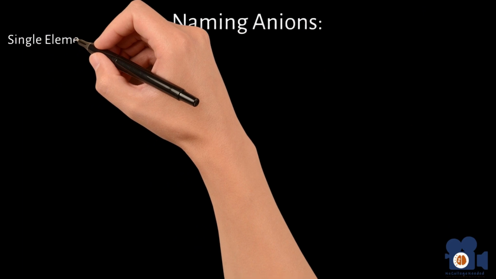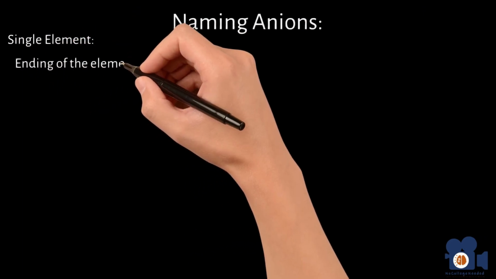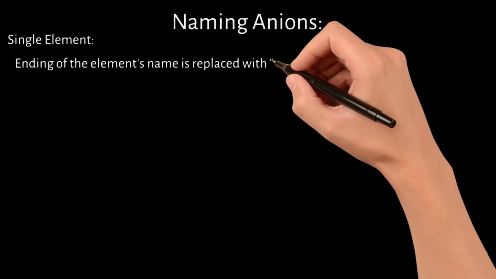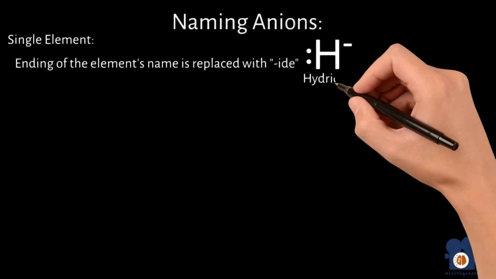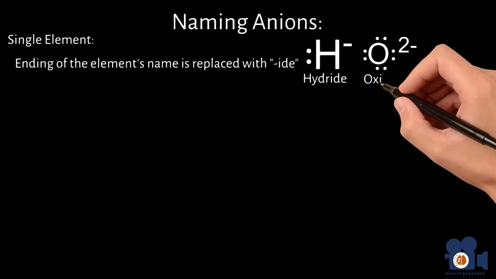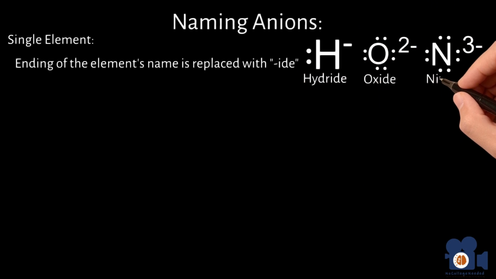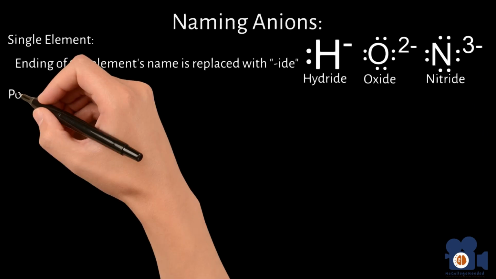If the anion consists of a single element, the ending of the element's name is replaced with -ide. For example, H- is called hydride, O2- is called oxide, and N3- is called nitride. Naming polyatomic ions can be more complex, mainly because their naming system was established long ago.